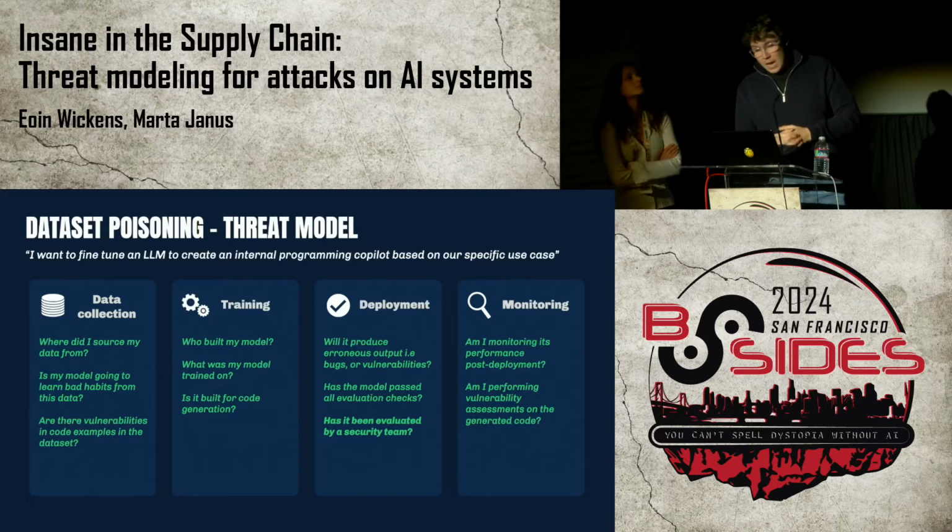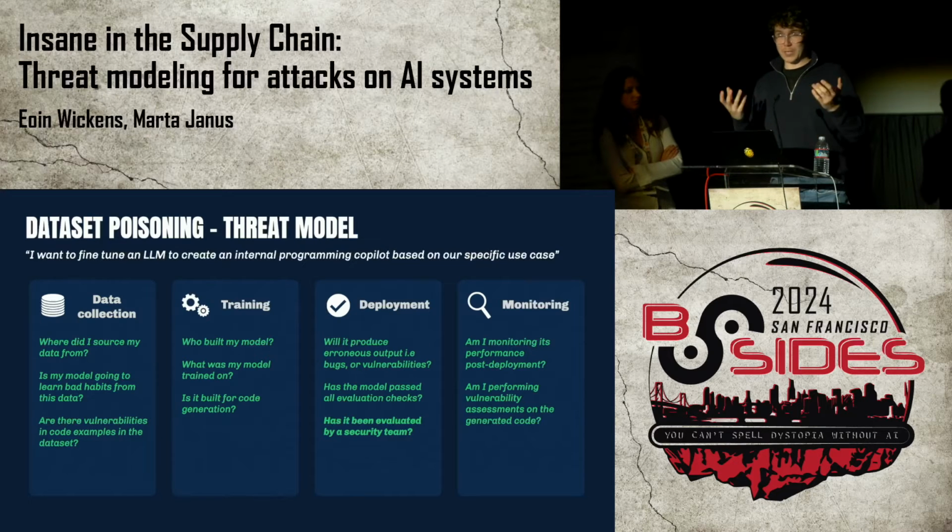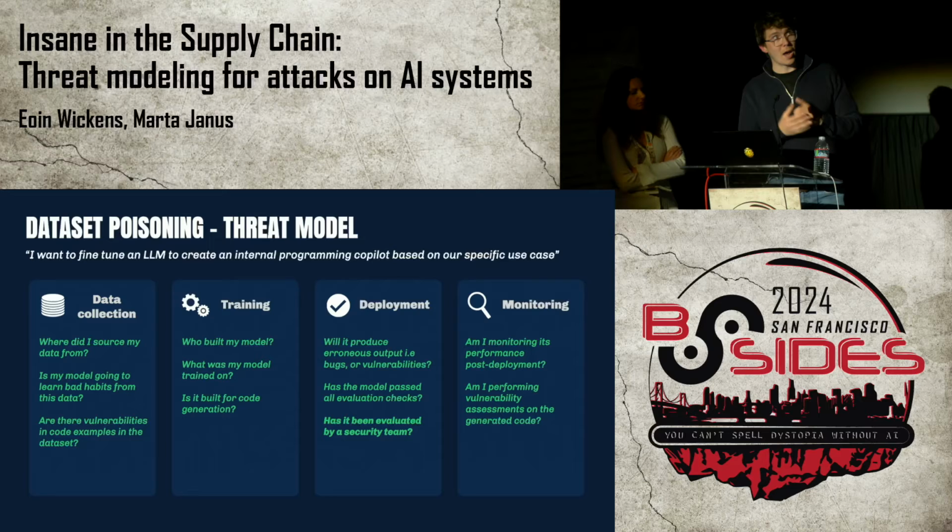But within the monitoring phase, am I monitoring the performance of this model post-deployment? Have I done something by accident like test on the trained data and it's giving me 100% success and this is producing perfect results every time? Or am I performing vulnerability assessments on the generated code? So just keep an eye on it, continuously checking in on the health of your systems, especially in case of things like drift. So that's me for the time being.